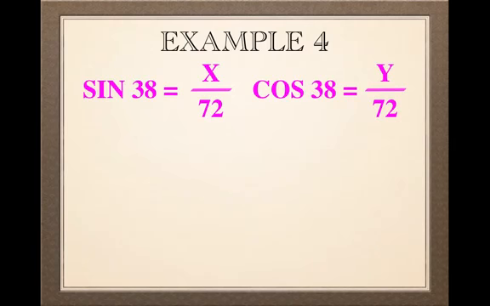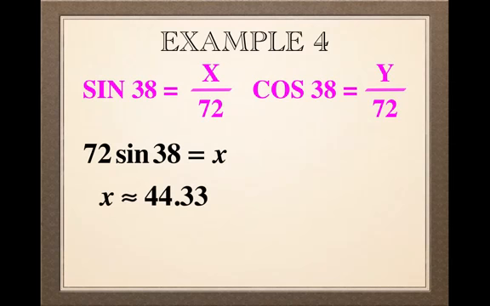Alright, so for the first case, sine, to solve for x, what we need to do is get x by itself. We don't want it to be divided by 72. So we're going to multiply both sides by 72. And we get something that looks like this. And you're done. You just type this into your calculator, make sure you're in the right mode in degrees, and as long as you're typing it in correctly, you should get something that's about 44.33.